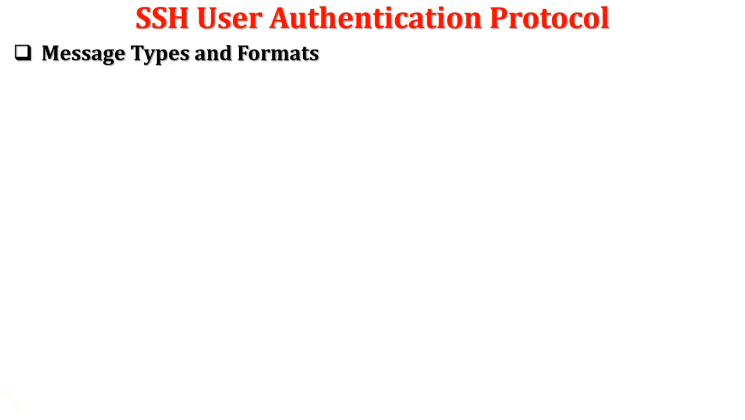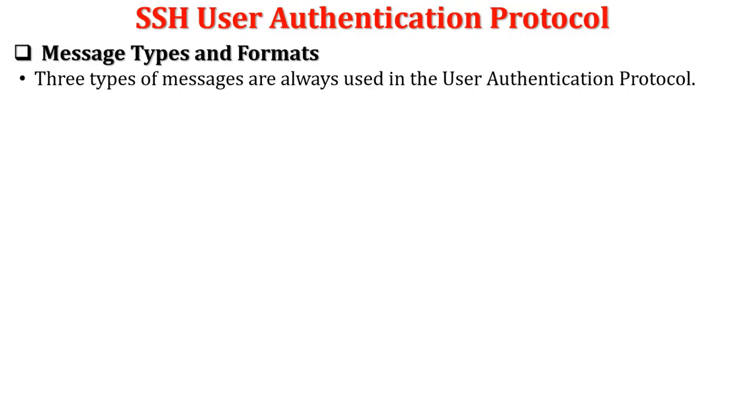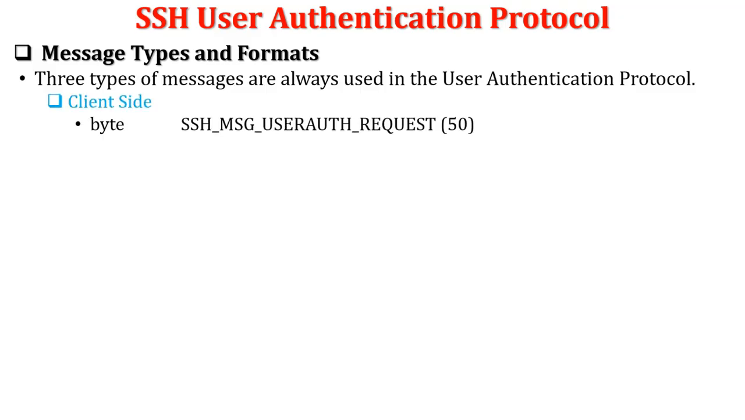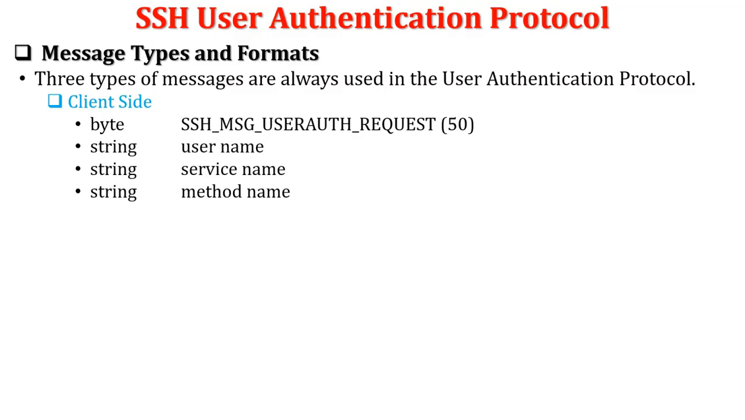There are three types of messages always used in the user authentication protocol. From these three types of messages, the first message is used by the client side. The message is user authentication request. This message is sent by the client to the server. This message includes the following things. The first one is username, the second one is service name, and the third one is method name.